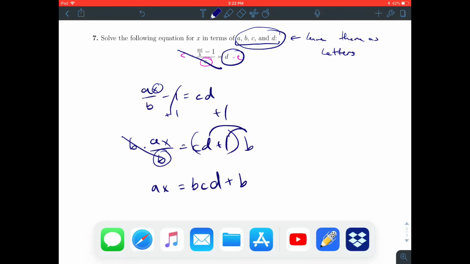Finally, to solve for x, we divide by A on both sides of the equation. We get A's canceling out, x equals B, C, D plus B all over A.